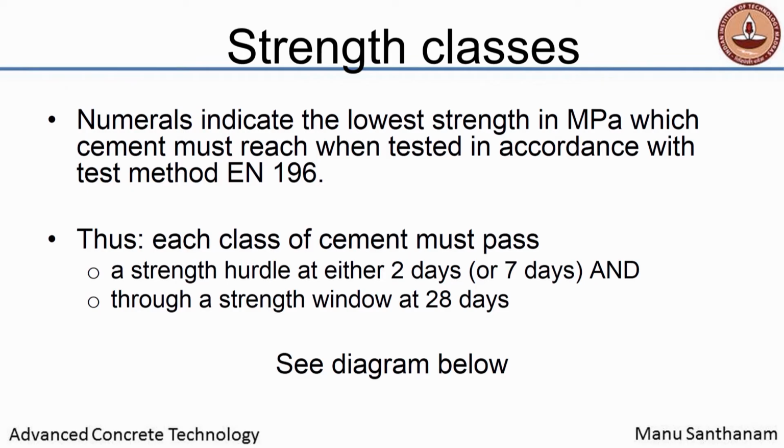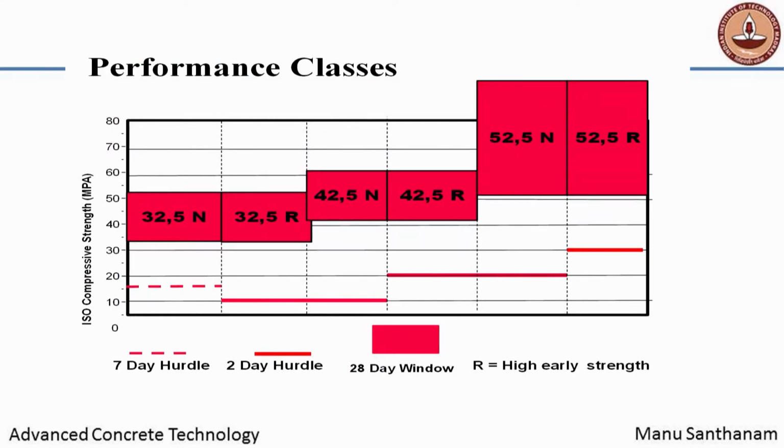Okay. Each class of cement must pass a strength hurdle of either 2 days or 7 days, that is the early strength hurdle is 2 or 7 days, and then there should be a window of strengths that you get from the cement blend at 28 days. Okay. So, I will show you the diagram here which talks about this. For example, with 32.5 N, okay, you have a 7-day hurdle to cross, that is 16 megapascals at 7 days, okay. But at 28 days you should have a strength between 32.5 and 52.5.